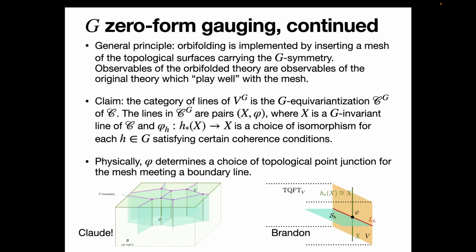What's the interpretation of this phi, this equivariant structure? Well, it's sort of a choice of topological point junction where the mesh meets this line. So you want a G-invariant line along with a way for the mesh to meet the line. That's what it means to play well. And this phi needs to satisfy some covariance conditions.